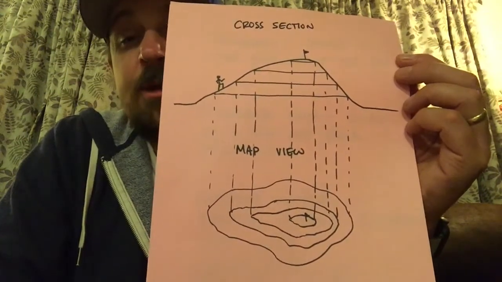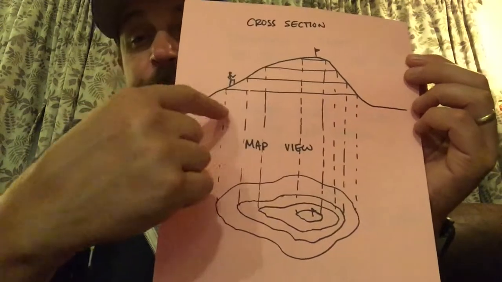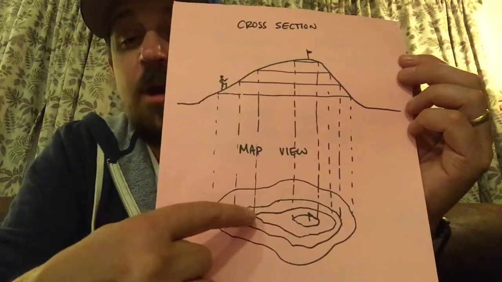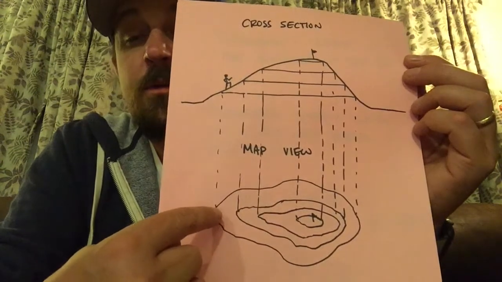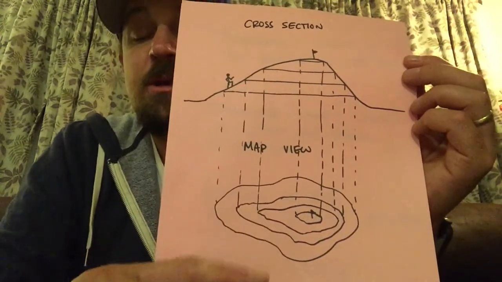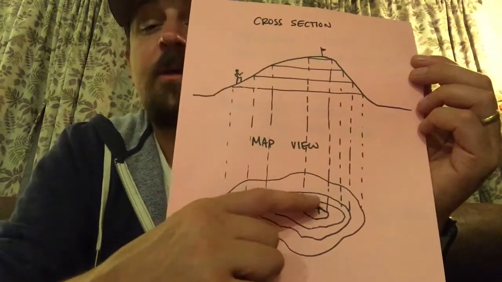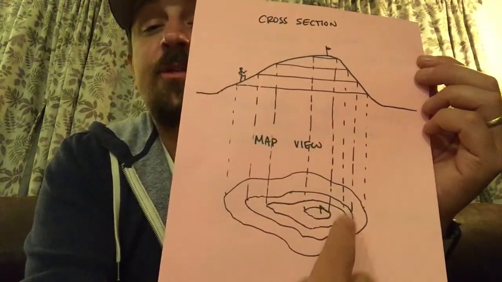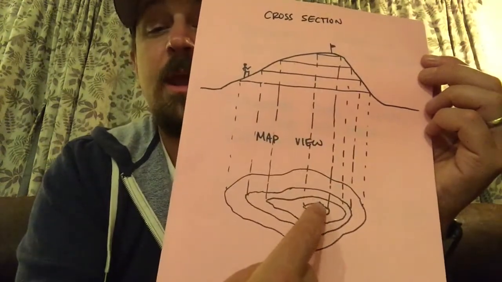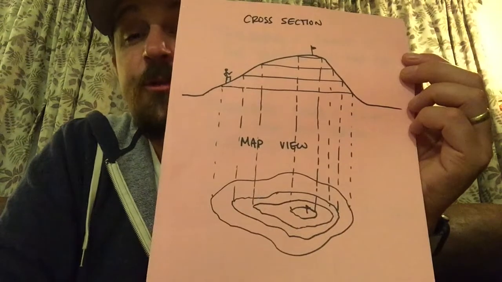The thing I want to point out here is that this side of the hill has a more gentle slope, and my topographic lines in map view are further apart, which should make sense, right? If the lines are further apart, it means the elevation is changing slower as I walk up and over the hill. And then on this side, the lines are closer together just because it's steeper. So I'm going to come down faster, and I will cross over those topographic lines sooner.